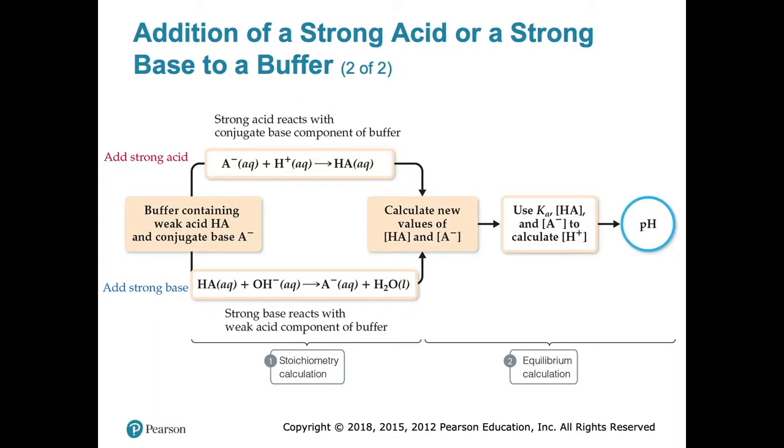And then once you get that, you can use it for stoichiometry to get the concentrations that you need to get to the pH from pKa, okay?